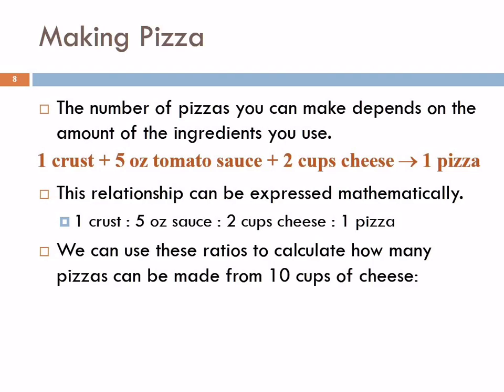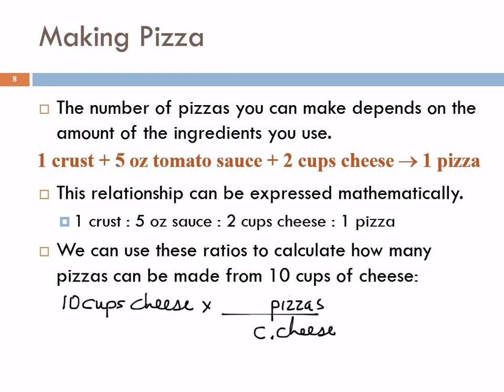We can do that sort of conversion in our head because we understand the relationship between cups of cheese and pizzas. But we really need to be able to write this out using dimensional analysis so that in the next step, where we're doing carbon dioxide and octane, we don't get confused. So the way we would write this out is 10 cups of cheese. That's what we're given, and we're trying to figure out how many pizzas. So the unit pizzas goes on top and cups of cheese on the bottom, so that the units are going to work out. Everybody okay with that?